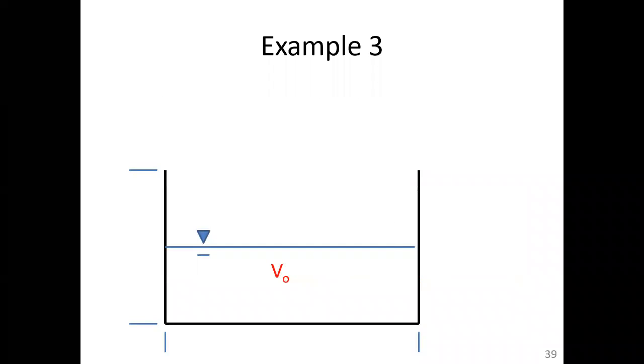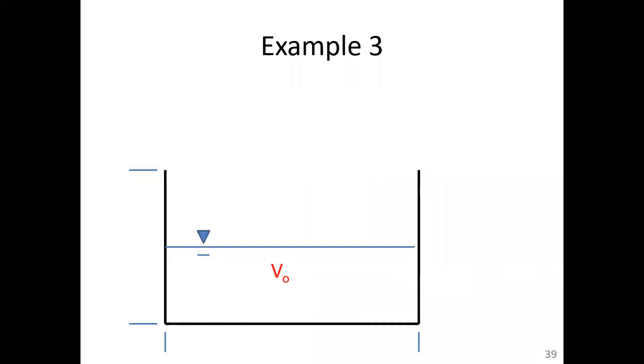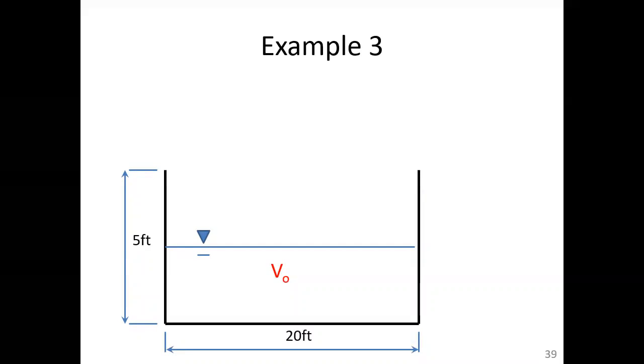So here's our container. And so again, going back to the problem statement, the open container is half filled with oil. So you see that this volume is half the distance of each side. And the dimensions of the container are 5 feet high by 20 feet in length, and it's got a width of 10 feet. So that's our container that we're moving down the road. And we're having this acceleration of 5 foot per second squared upwards and to the right. So that's our initial condition.